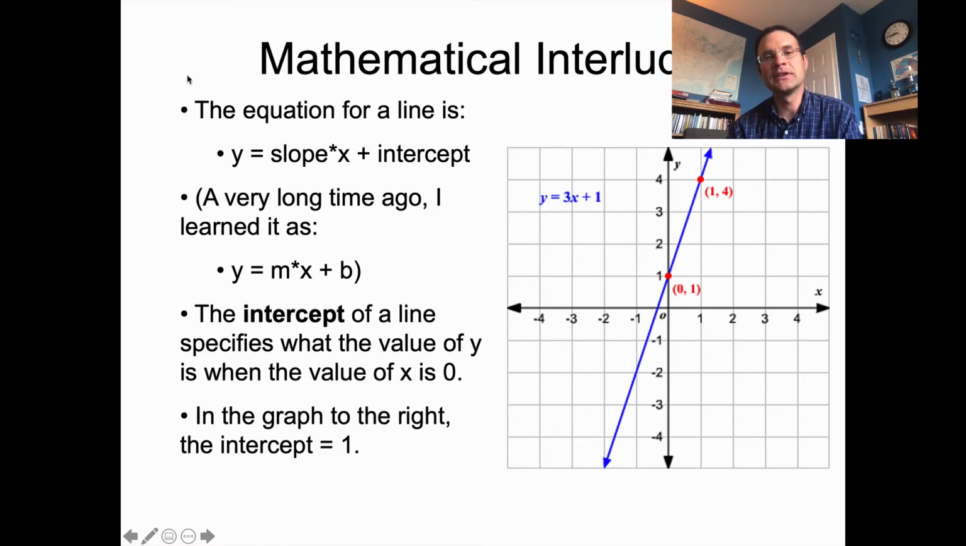The other part of this that we need to understand, and hopefully this rings a bell from your past, is that the intercept of the line specifies what the value of y is when the value of x is 0.